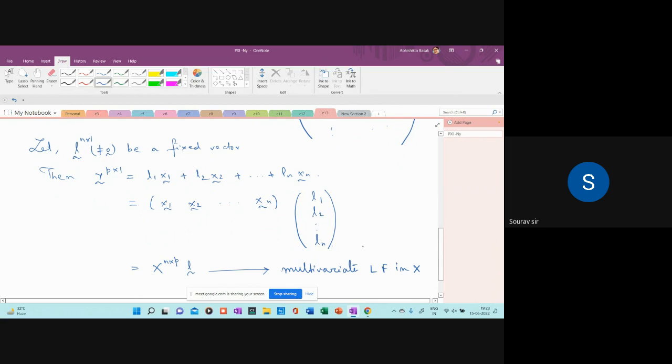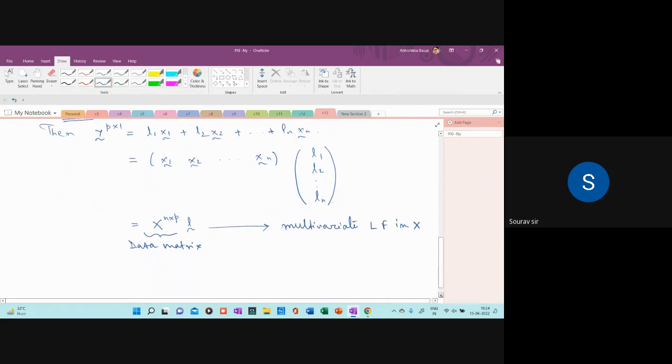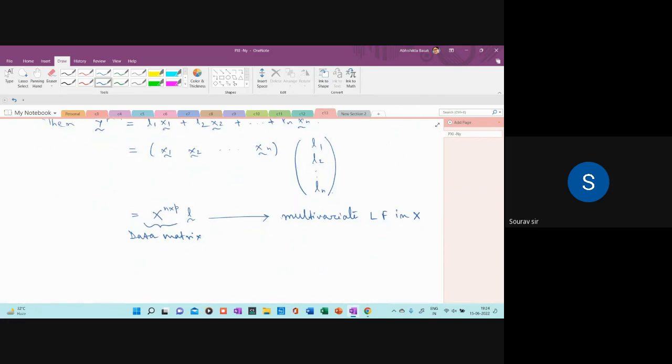Like what we used to get, a linear combination for a single vector, here we actually used a data matrix. This was my data matrix, and this was a vector which we have defined over here. So this was a multivariate linear function in capital X, the data matrix. Now we are going to find several results based on this. Our main concern is y equals capital X into L, and we need to find the mean and dispersion of this thing.